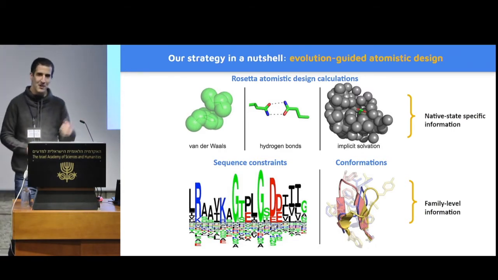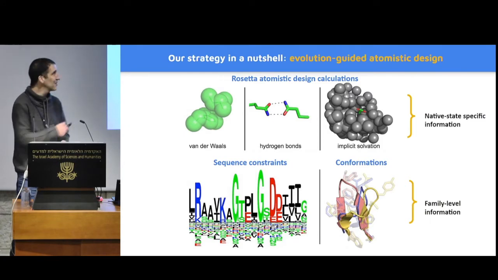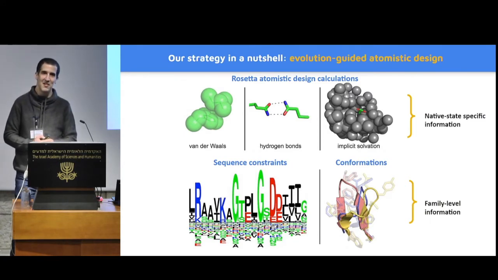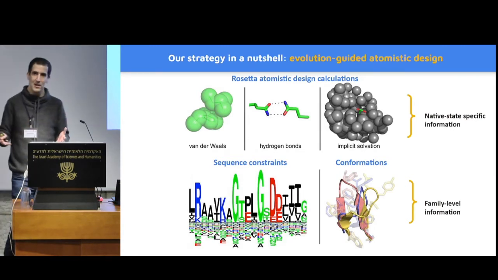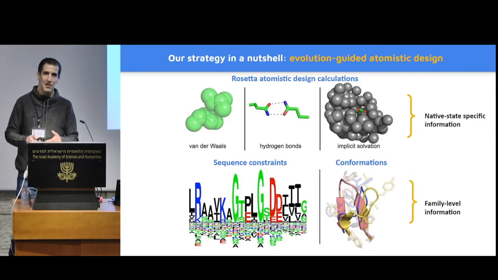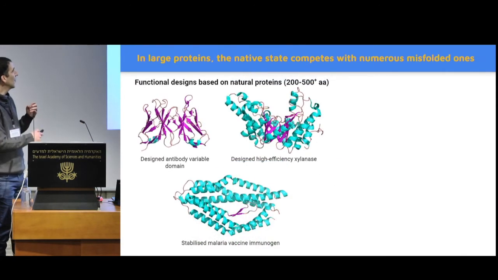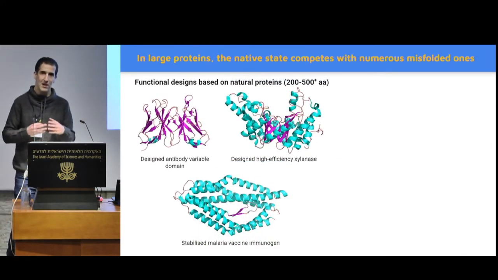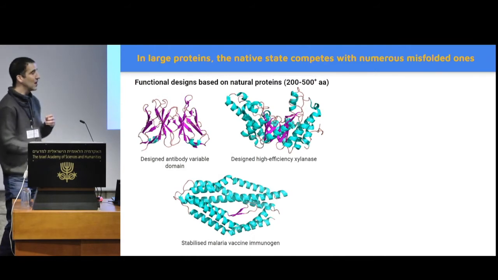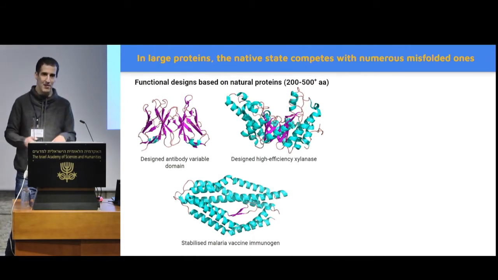Why was it so difficult for us to accept the necessity of evolution-guided atomistic design? The reason is that the expectation, both from us and others in the field, was that all of the information needed for appropriate design is encoded in the native state. But this is true mostly for small and simple proteins. You can imagine, for instance, coiled coils or simple repeat proteins. By contrast, these are some of the proteins we've designed over recent years, and you can appreciate that they're quite large, hundreds of amino acids in size, and have quite complex topologies.